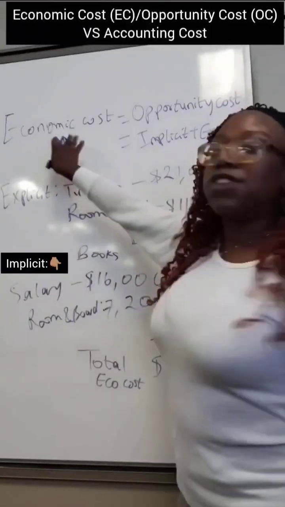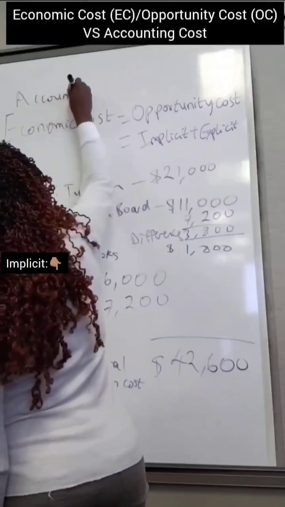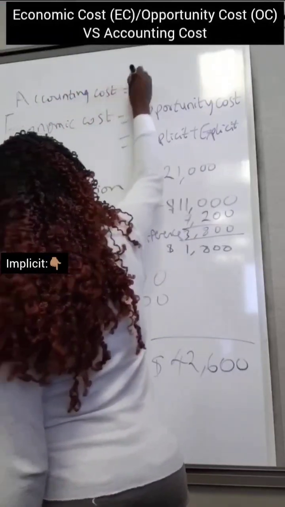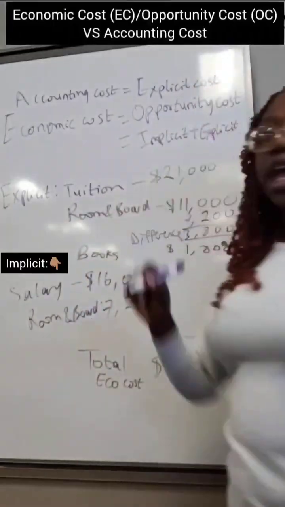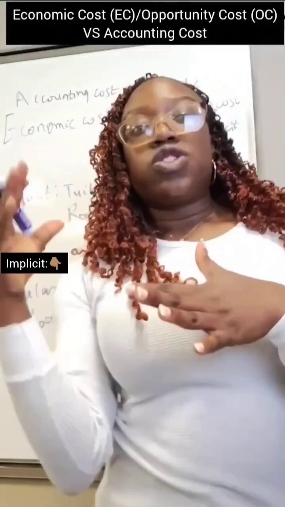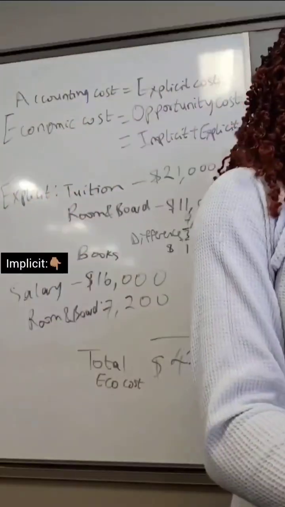So economic cost is very different from accounting cost. Accounting cost is basically only equal to explicit cost. It doesn't consider your implicit cost of time or the cost of what you are giving up to get that item, okay? So that is one thing that I wanted to explain here.